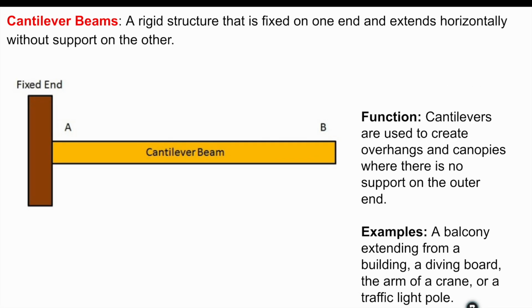We have cantilever beams. This is a rigid structure that is fixed on one end and extends horizontally without support on the other end. So cantilevers are used to create overhangs and canopies where there is no support on the outer end. An example of this could be a balcony extending from a building, a diving board, the arm of a crane, or a traffic light pole.